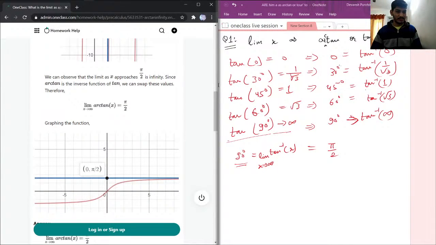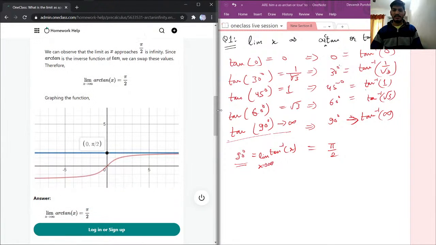So we can observe that the limit as x approaches pi by 2 is infinity. Since arctangent is the inverse function of tangent, we can swap these values. Therefore, the limit as x approaches infinity of arctangent of x equals pi by 2. The same kind of solution which we did here. So this is one method. We can do it analytically or mathematically, or we can do it with the graphical method.